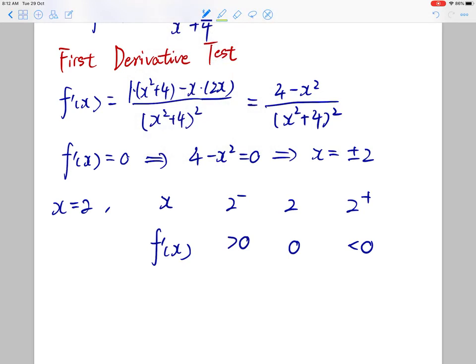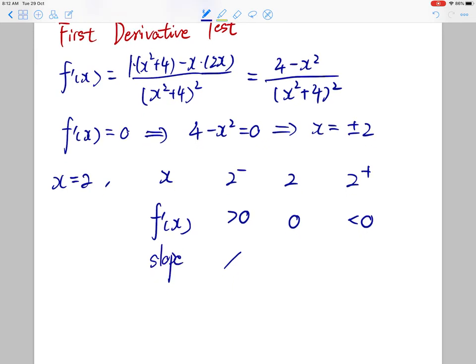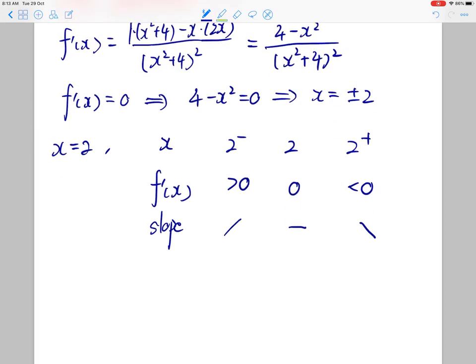All right. So the function is increasing, so we can say slope. The function is increasing when x is slightly smaller than 2. It doesn't change at point 2, and it's going to decrease after x is greater than 2, which means f(2) is a local maximum.